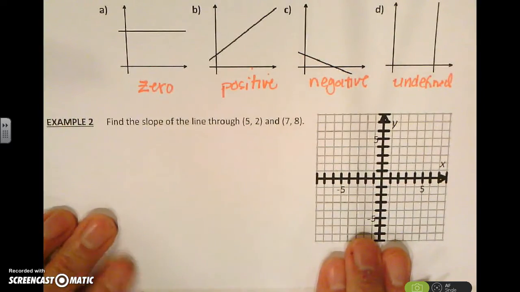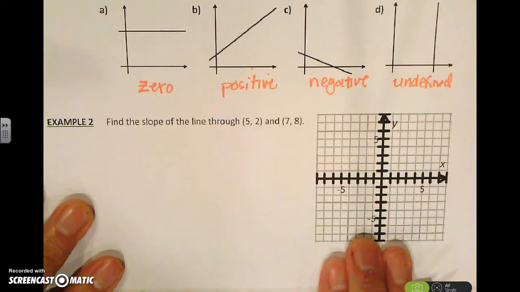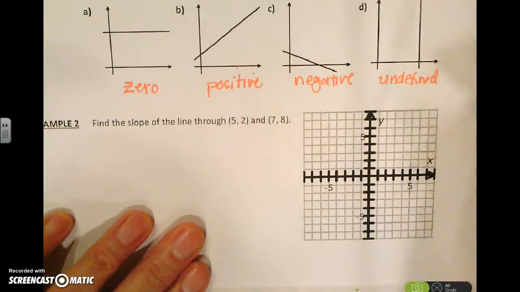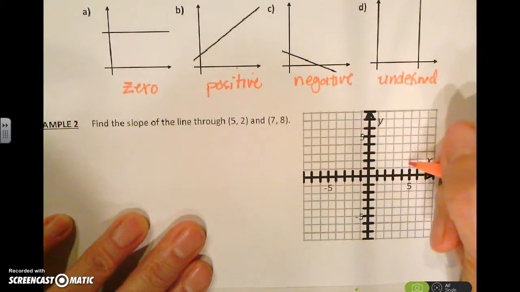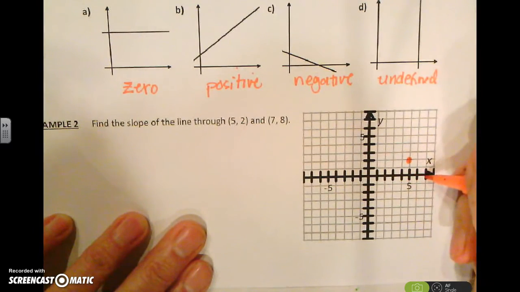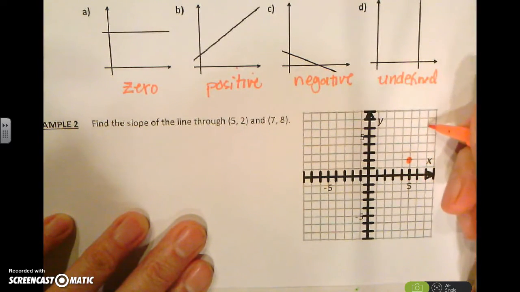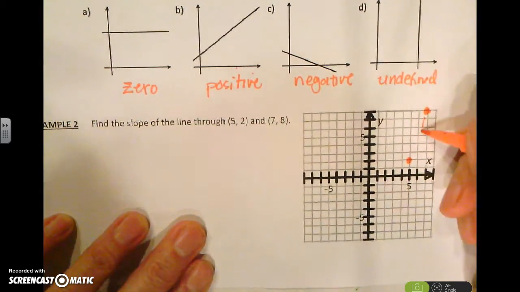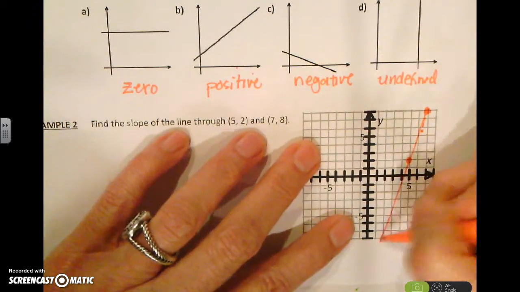Example 2 says find the slope of the line through (5, 2) and (7, 8). Now we have a couple of choices on ways to do this, and one of them would be to plot the 2 points. So we have (5, 2) and (7, 8). So we have our 2 points that connect to make a line. So I'm going to sketch those.